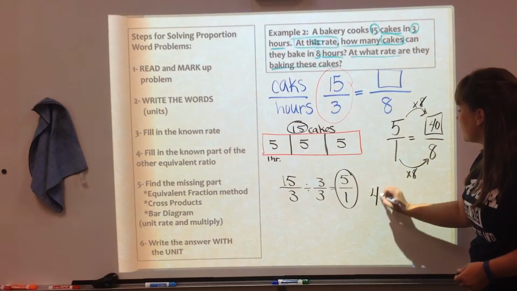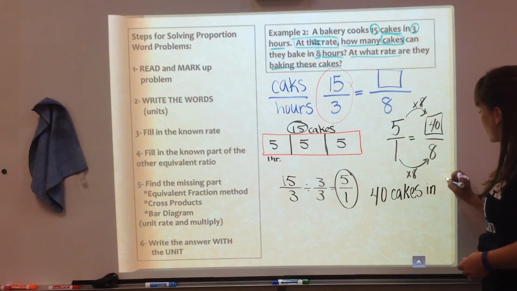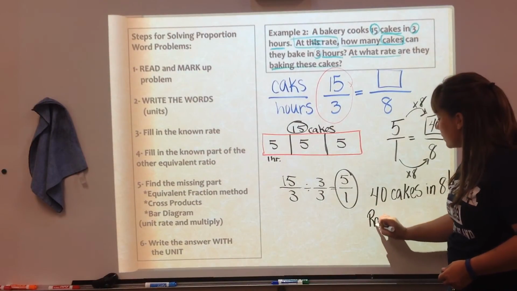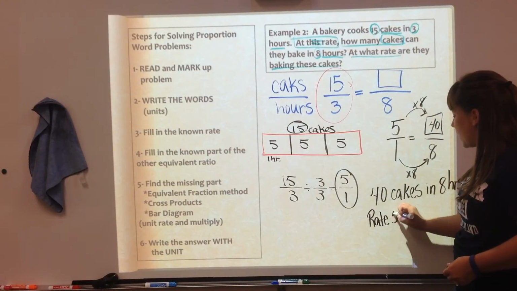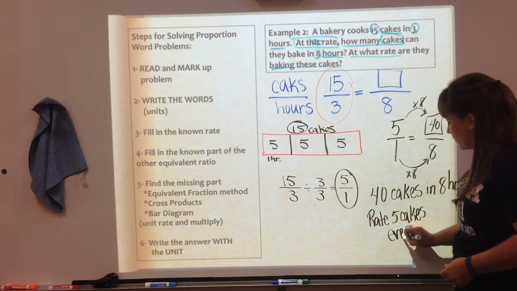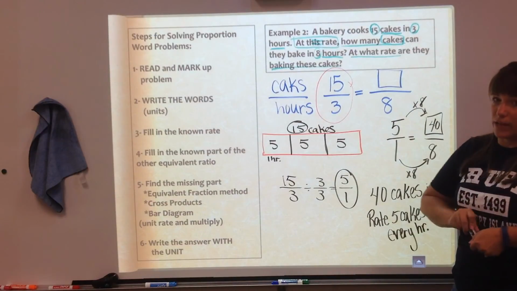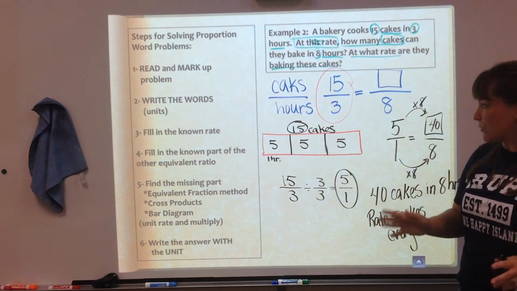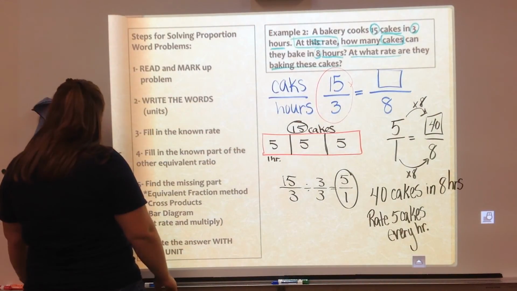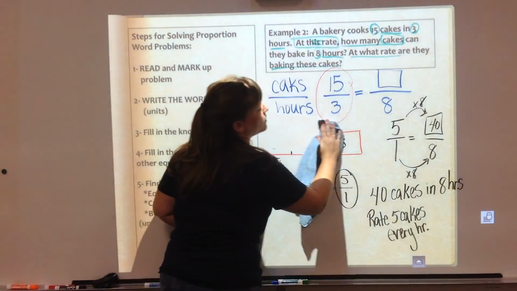So my answer is 40 cakes in 8 hours. And the rate is 5 cakes every hour. Now, just for kicks, I'm going to show you the cross products because that would have been another option that you could have done. So you could, I'm just going to get rid of this for simplicity's sake.